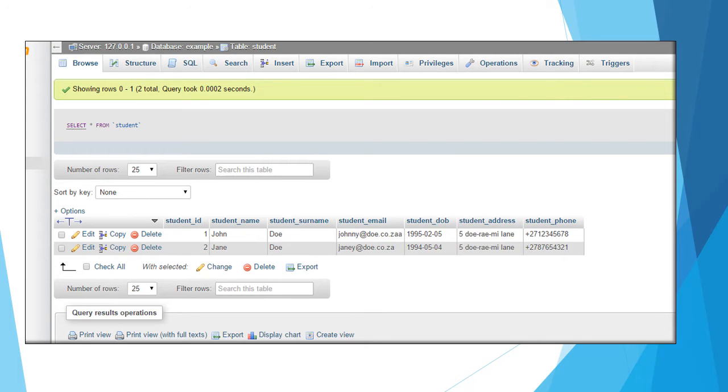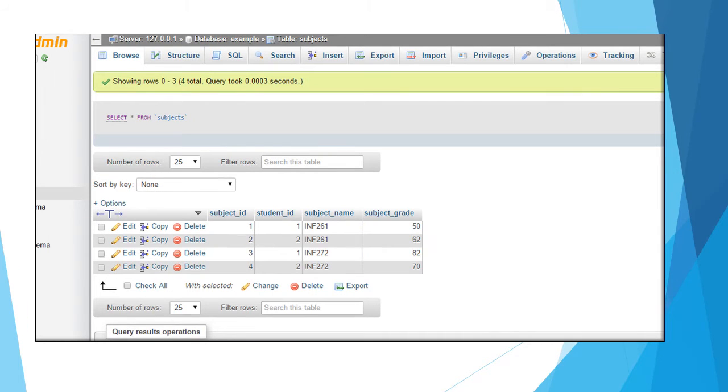Here we see two tables of a MySQL database that are linked together via a primary key and a foreign key. The primary key of the first table being the student ID, and the primary key of the second table being the subject ID, linked together on the student ID.